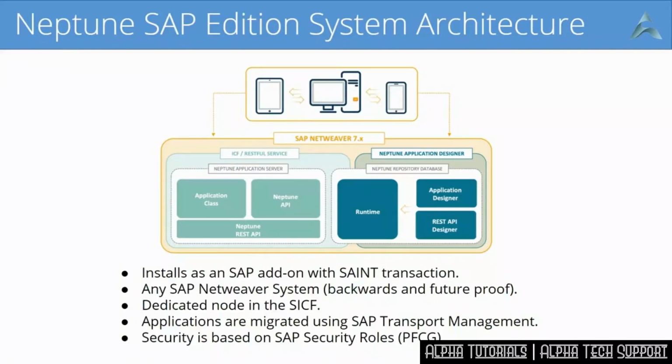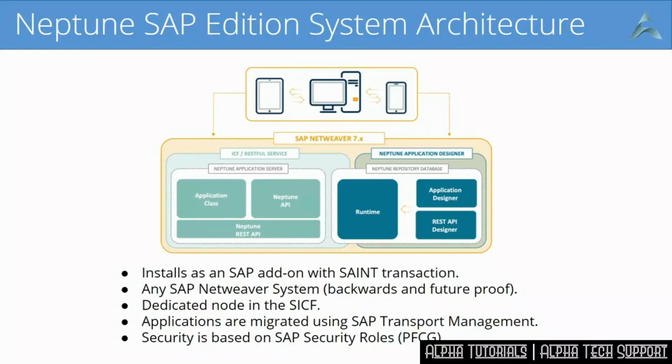So when I say future-proof, it's been thoroughly tested on S4. If you start off with Neptune on an ECC 7 system and you migrate in a year or two to an S4 system, know that you don't have to redevelop these apps. Everything is future-proof. The code that you're developing in the ECC stack will transfer without any problem, without any changes to your S4 system.